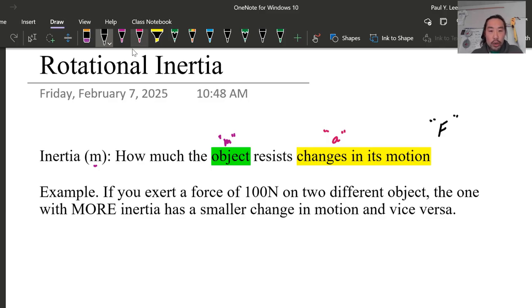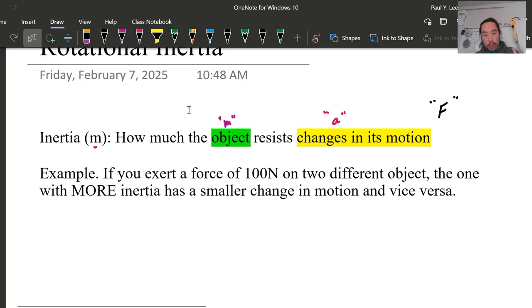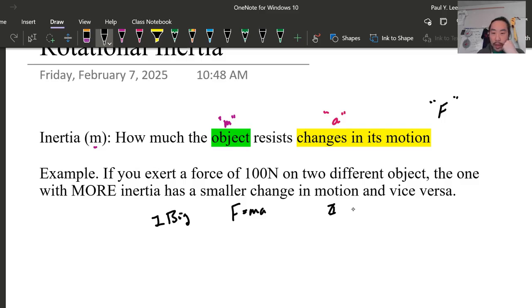So let's describe inertia using this example. Let's say you exert a force of 100 newtons on two different objects. So I'm going to write out that formula. So if we're using Newton's second law, F equals ma, let's say in scenario one, we have big inertia, all right? And in scenario two, we have small inertia. So the important thing that we want to focus on is this, the changes in motion. It's the acceleration that tells you if your object has a lot of inertia or little inertia, as long as you're applying the same force.